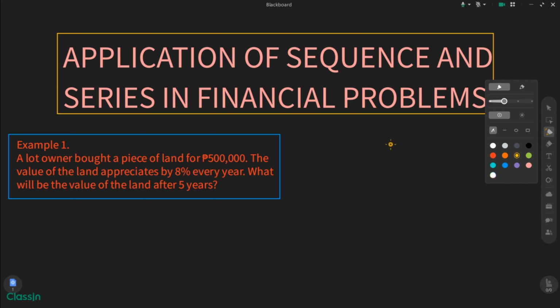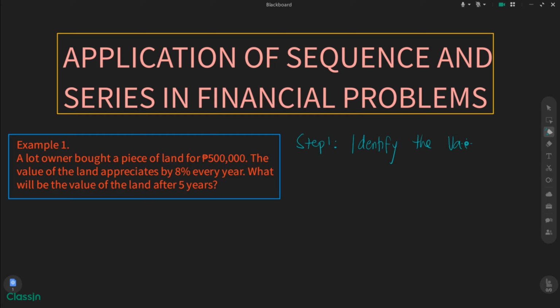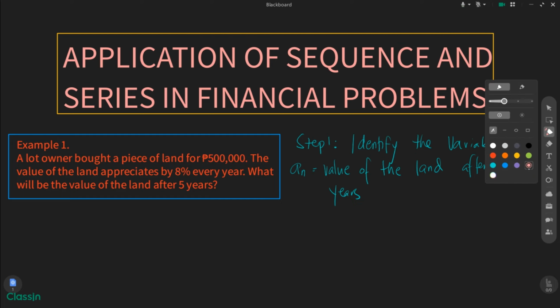Okay, let's have first step one. We need to identify the variables. So let A sub n be the value of the land after n years. So our variable is A sub n.